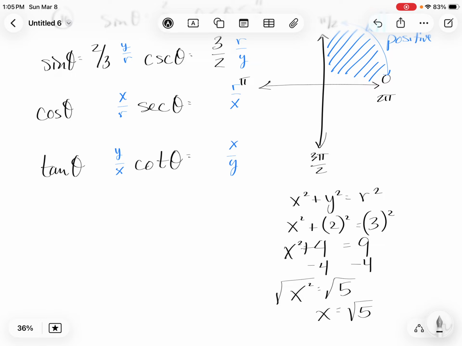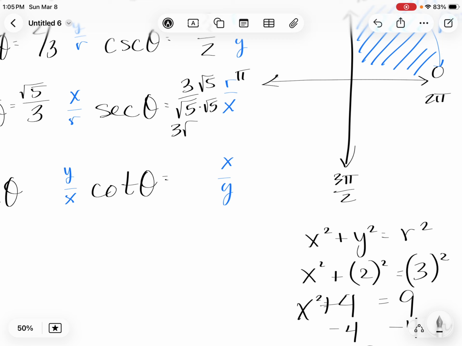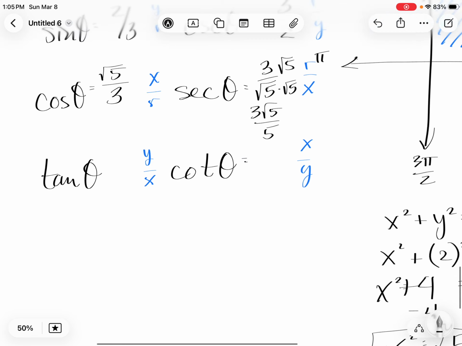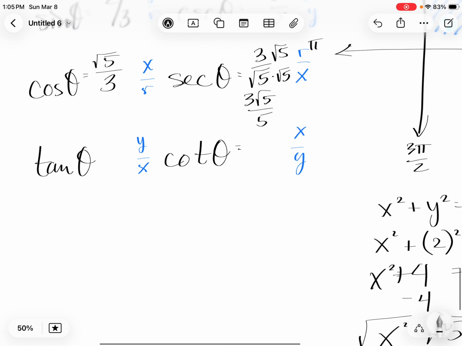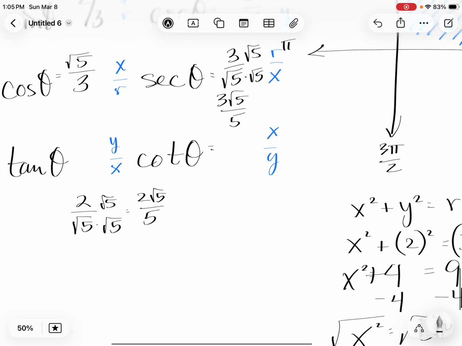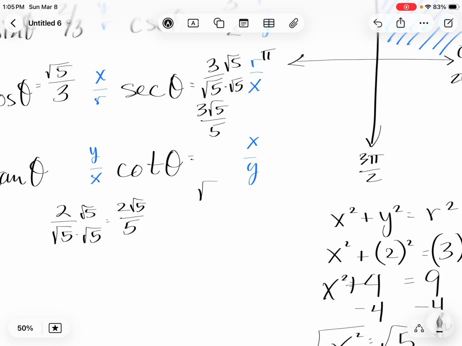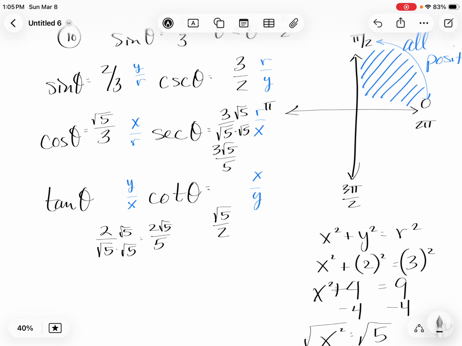So let's fill in the rest. Cosine is square root of 5 over 3. Secant is 3 over the square root of 5. Can't have root 5 on the bottom, so I multiply the top and the bottom by root 5, and I end up with 3 root 5 over 5. Tangent is 2 over square root of 5. Can't have square root of 5 on the bottom, so I multiply, and it ends up being 2 root 5 over 5. Cotangent, flip it. Square root of 5 over 2. I can leave it that way. And that's number 10.